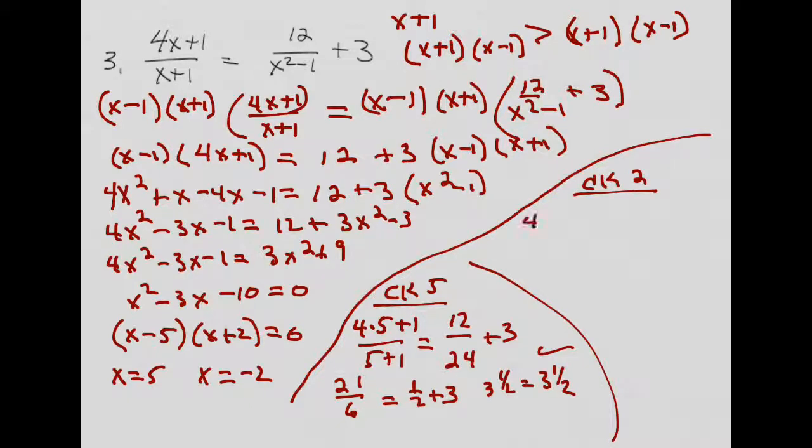Let's check negative 2. So I've got 4 times negative 2 plus 1 over negative 2 plus 1 would be equal to 12. And now if I have negative 2 squared minus 1, that'd be over 3, plus 3. So that would be negative 8 plus 1, that's negative 7 all over negative 1 is equal to 4 plus 3. Something's wrong here. Let me take a look.